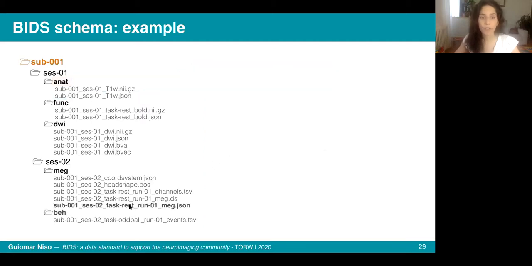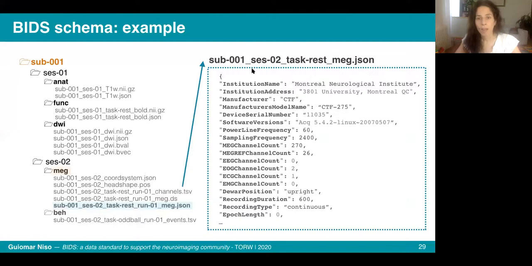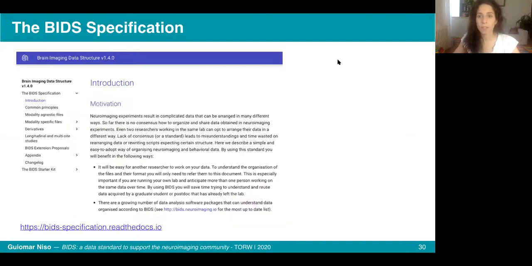parameters. So if you go into the MEG, then you'll also have the institution name, the manufacturer, sampling frequency, power line, dewar position, recording duration. All this is gathered in the metadata JSON files. This is why it's very useful to have a very complete data set.